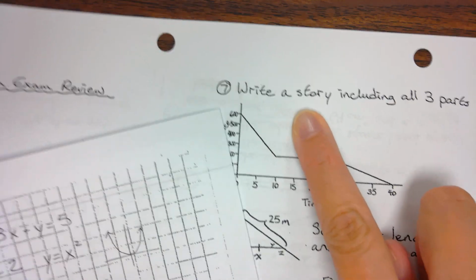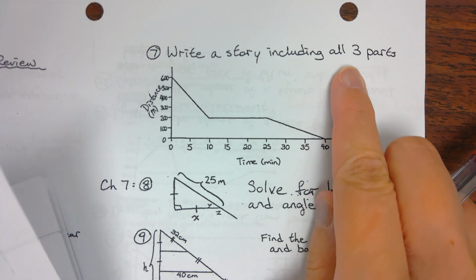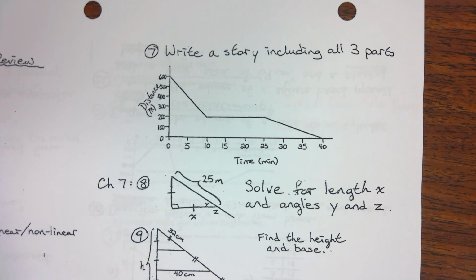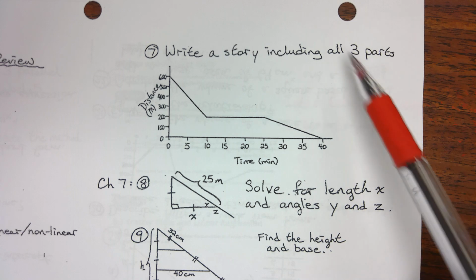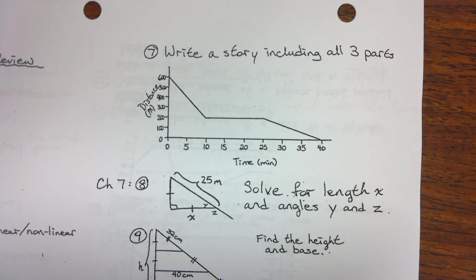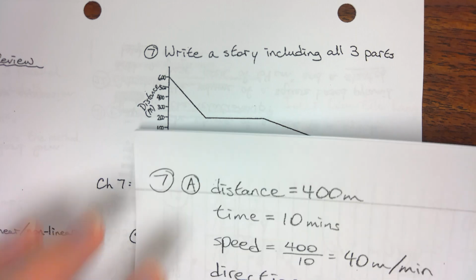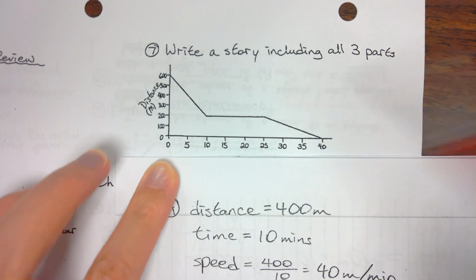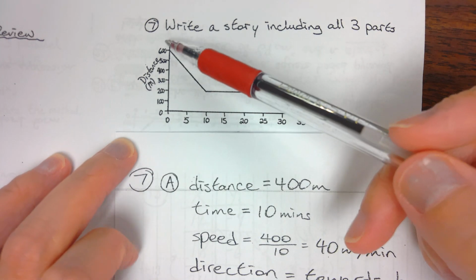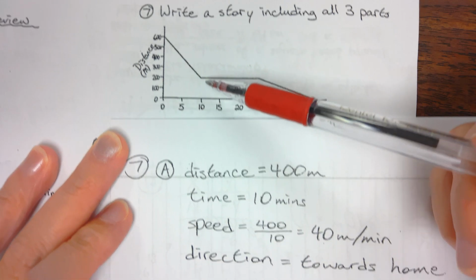Number 7 asked you guys to write a story including all three parts. What am I talking about? What am I looking for in the story? Grace? Right, direction and speed, or direction, distance, time. As long as you talk about those, then it's good. So the key is direction, right?